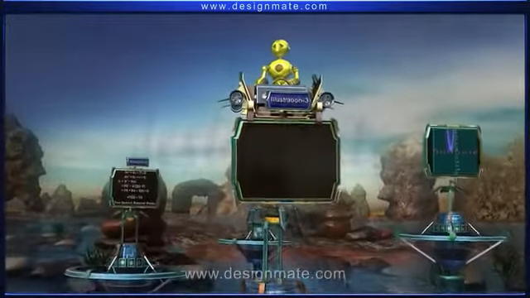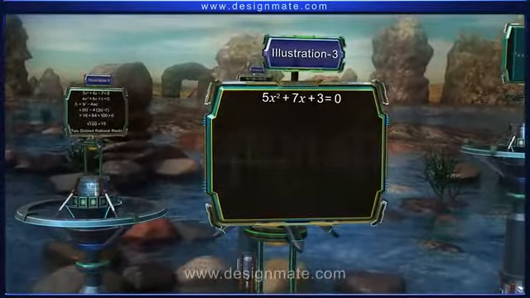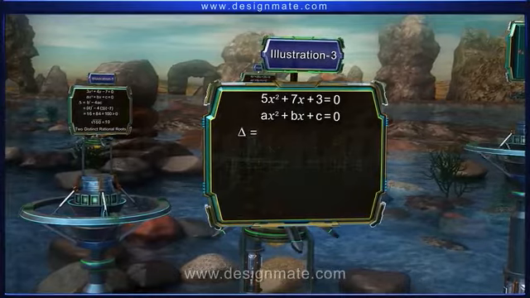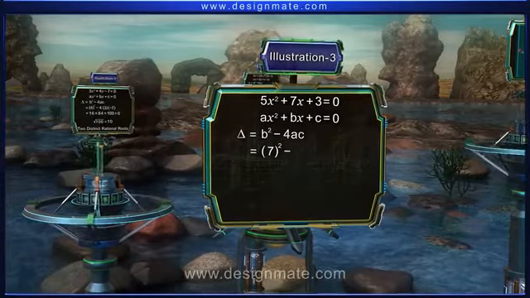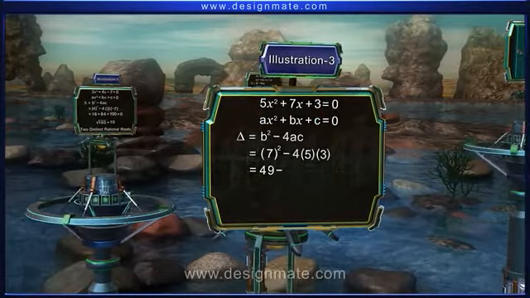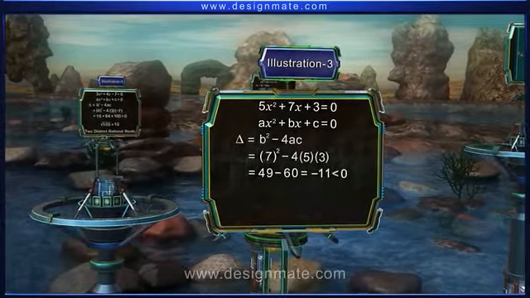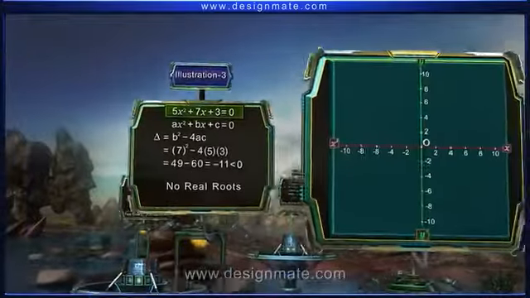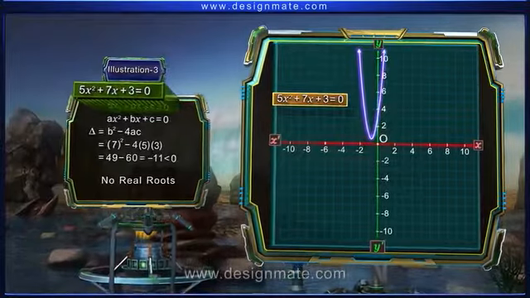Let us consider another quadratic equation. 5x square plus 7x plus 3 equals 0. Once again we calculate the discriminant. Delta is equal to b square minus 4ac equals 7 square minus 4 into 5 into 3 is equal to 49 minus 60 equals minus 11, which is less than 0. It indicates that this quadratic equation does not have any real roots. So the graph of this quadratic function does not intersect the x-axis at all.